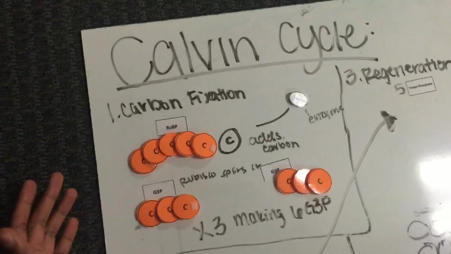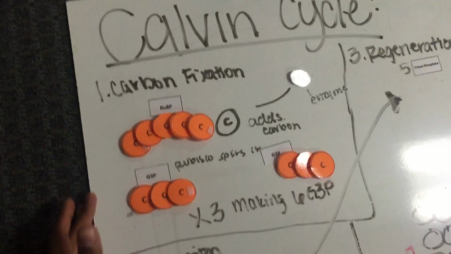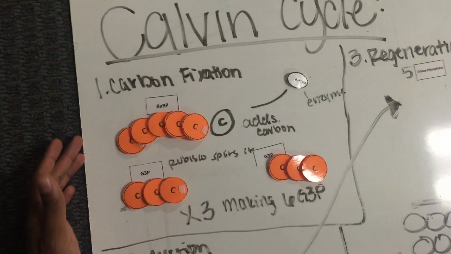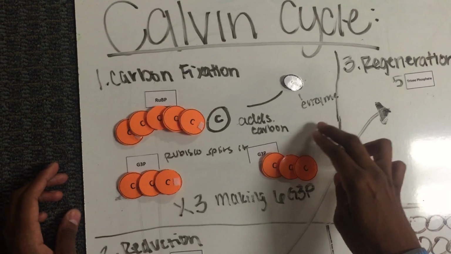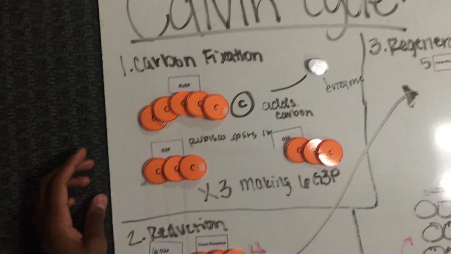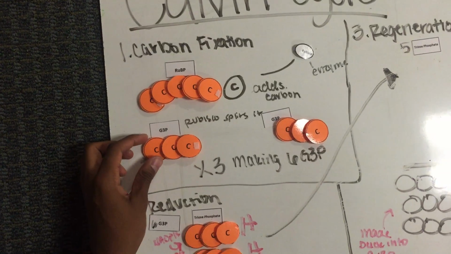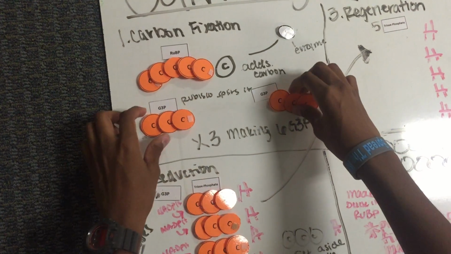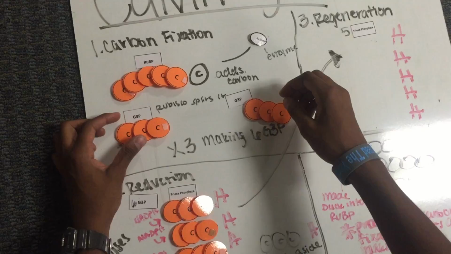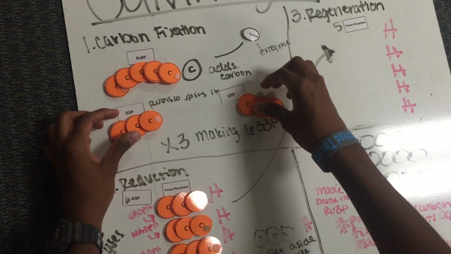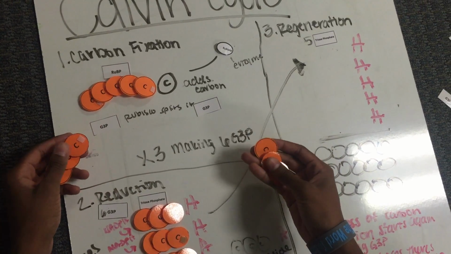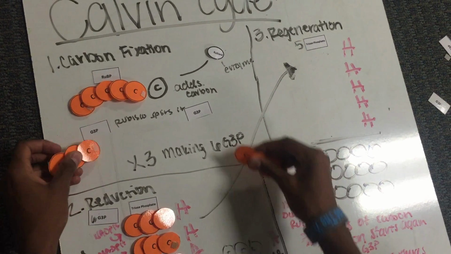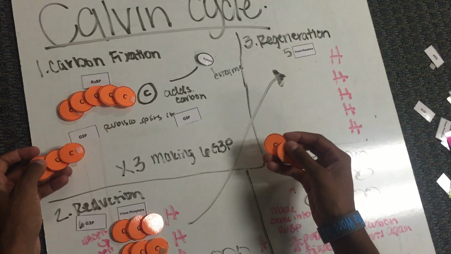3, 2, 1. So the Calvin cycle starts with carbon fixation, one of 3 parts of the entire Calvin cycle. So RuBP has a carbon added to it by the enzyme Rubisco, and Rubisco splits RuBP into G3P, which has 3 carbons. It's a 3-carbon molecule, and it does it 3 times, making 6 G3P.